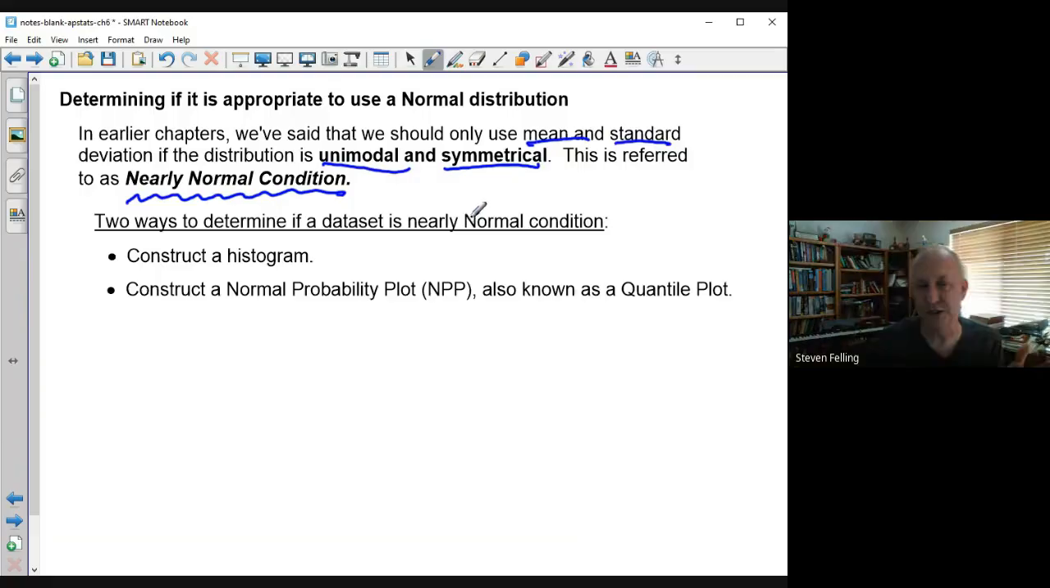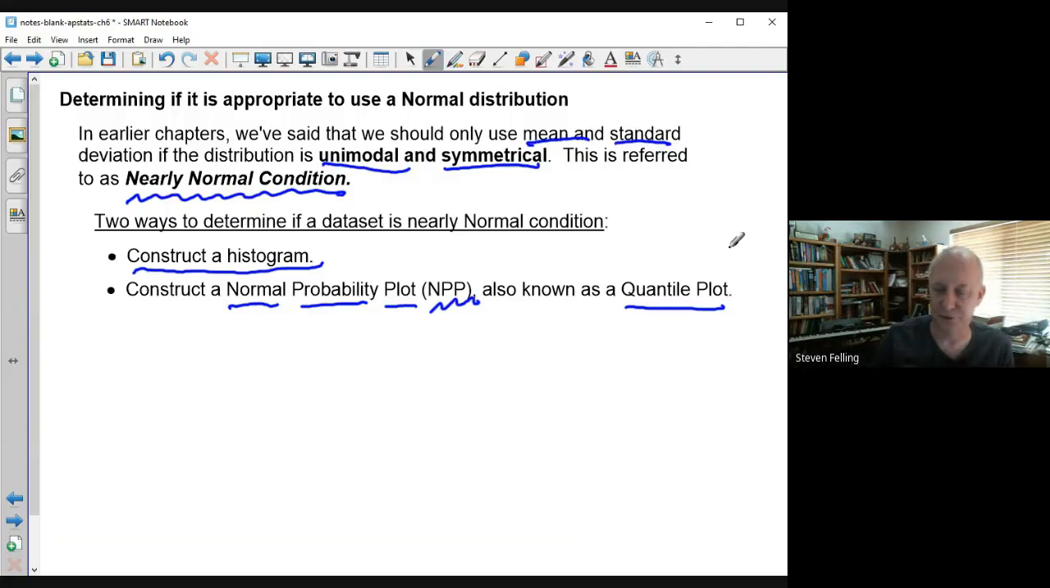There's basically two ways to determine if a data set is nearly normal. One of them is to look at a histogram of the data set and just see that it's approximately normally shaped, now that we know what a normal curve looks like. And the other one is to construct something called a normal probability plot, which is abbreviated NPP. It's also known as a quantile plot. So we'll look at that, okay?